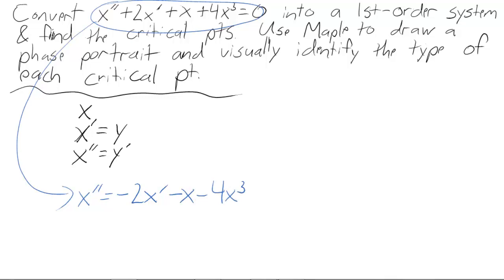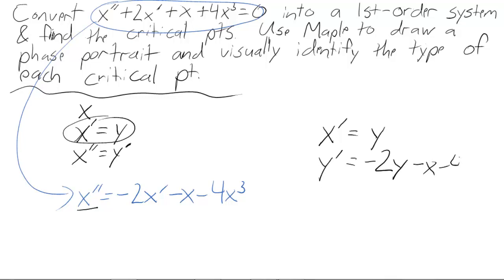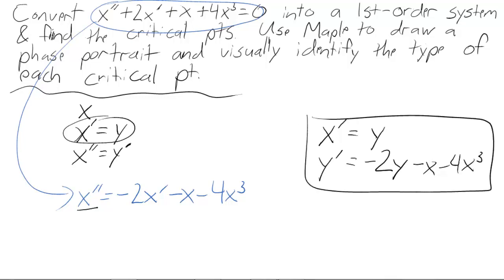And so with this in hand, we can write down our system. So x prime equals y, and what does y prime equal? Well, y prime is the same thing as x double prime, so y prime is going to equal negative 2 x prime, but what's x prime? X prime is y, so we can replace that with y, minus x minus 4x cubed. So there's our equivalent first order system.